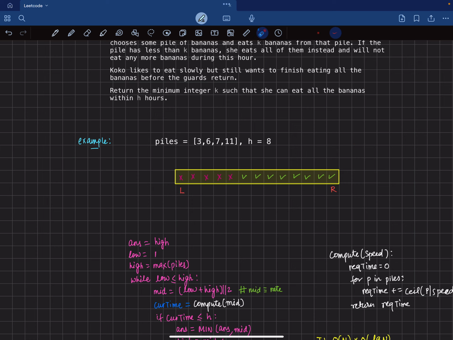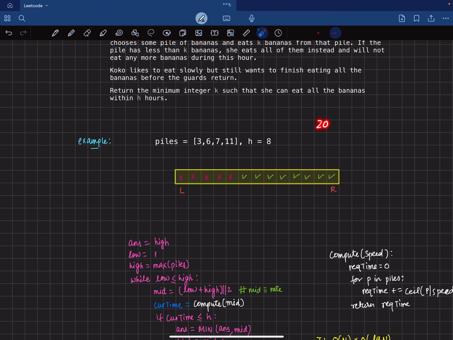But what will be her maximum eating speed given these are the piles of bananas we have? Can it be infinity? Can it be 20? Can it be 100? Can it be thousands? Can it be 11? Can it be 12? Can it be 13? What should be the most appropriate speed, the upper bound of the speed for this specific example? Let us take a look.